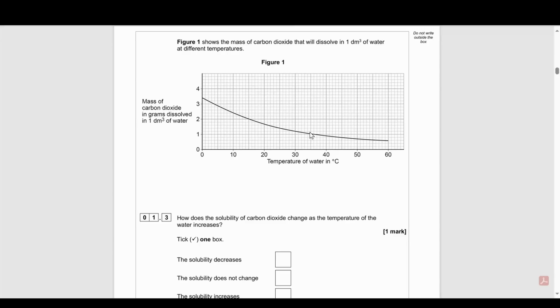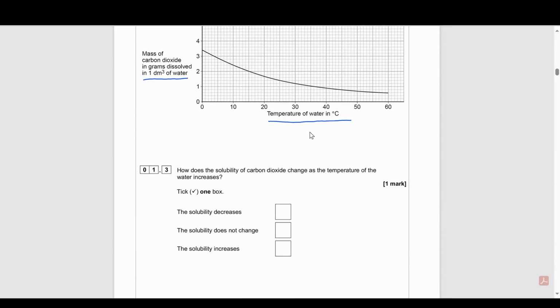Figure 1 shows the mass of carbon dioxide that will dissolve in 1 decimeter cubed of water at different temperatures. Here's our graph. X-axis, temperature of water in degrees Celsius. Y-axis, mass of carbon dioxide in grams dissolved in 1 decimeter cubed of water. If we look at the shape, the line is going down. So using our axes, this can tell us that as the temperature is increasing, the mass of carbon dioxide in grams dissolved in 1 decimeter cubed of water is decreasing.